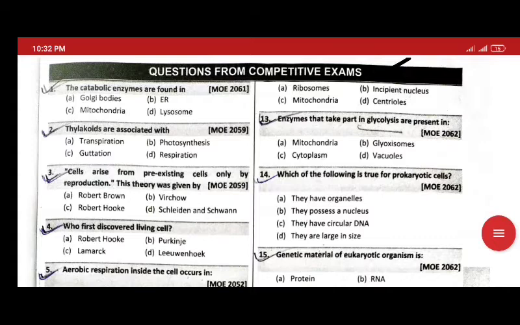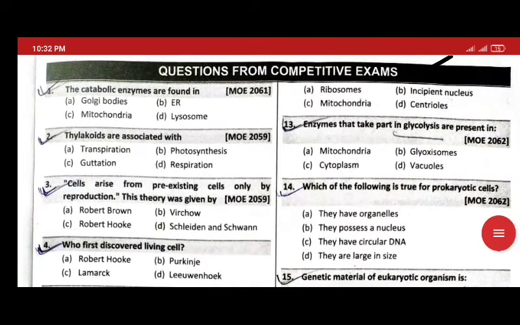Now the first: the catabolic enzymes are found in? About 70% of the enzymes are found in mitochondria. So mitochondria is the answer. Now thylakoid is present in the chloroplast of the plastid. So where is chloroplast? Chloroplast helps in photosynthesis. So B is the answer.